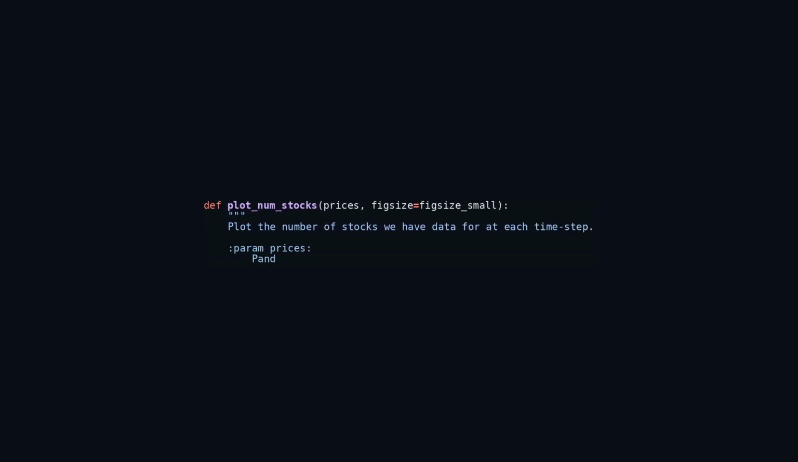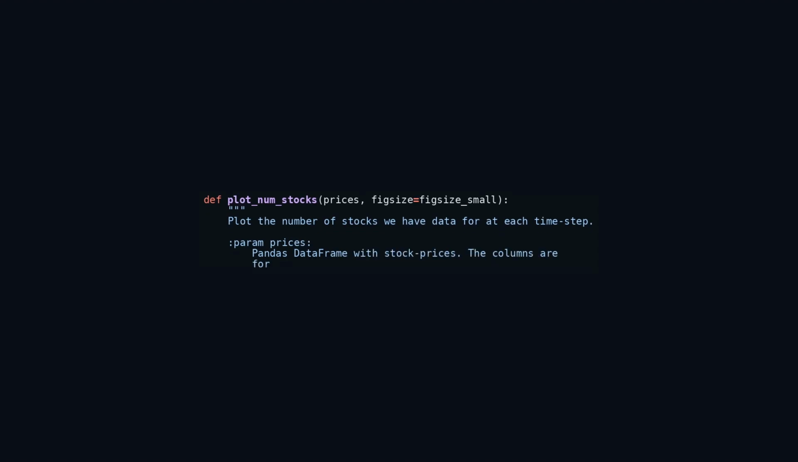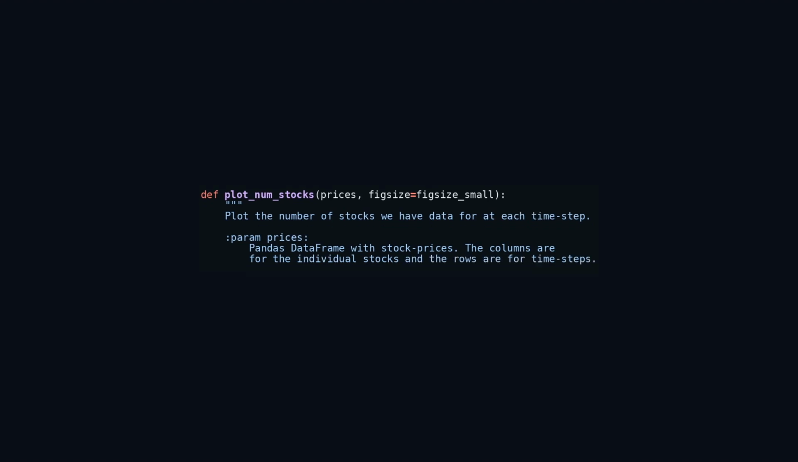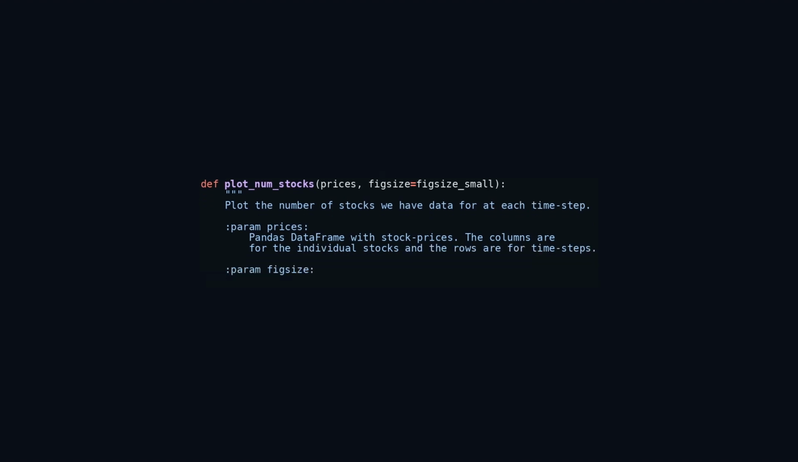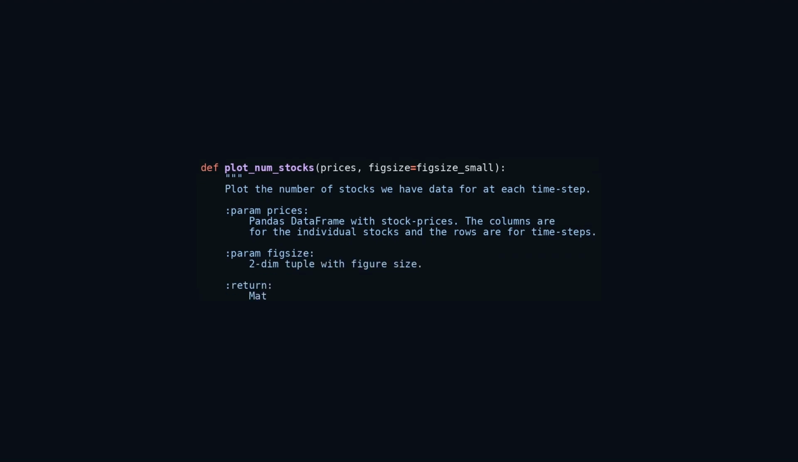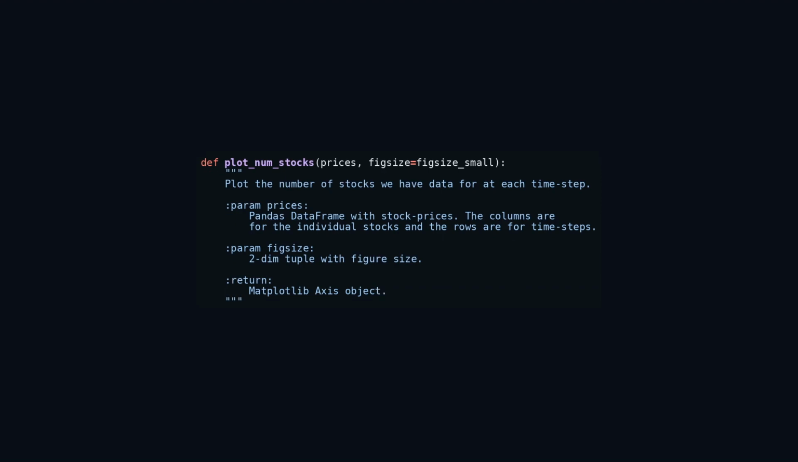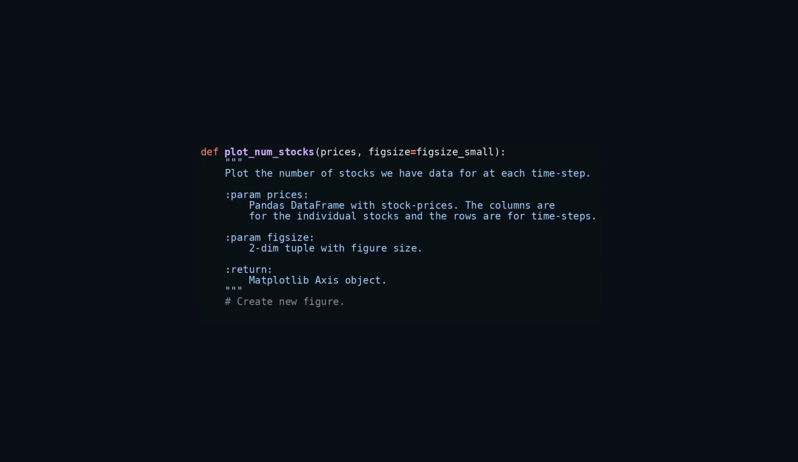The function plot num stocks is designed to create a visual representation of the number of stocks available at each time step based on the provided stock prices data. It takes 2 parameters: prices, a pandas data frame containing the stock prices data, and figsize, which is optional, a tuple specifying the size of the plot. To achieve this, the function first creates a new figure and axis object using matplotlib. It then calculates the number of stocks available for each time step by checking for non-missing values, non-NaN values, in each row of the prices data frame.